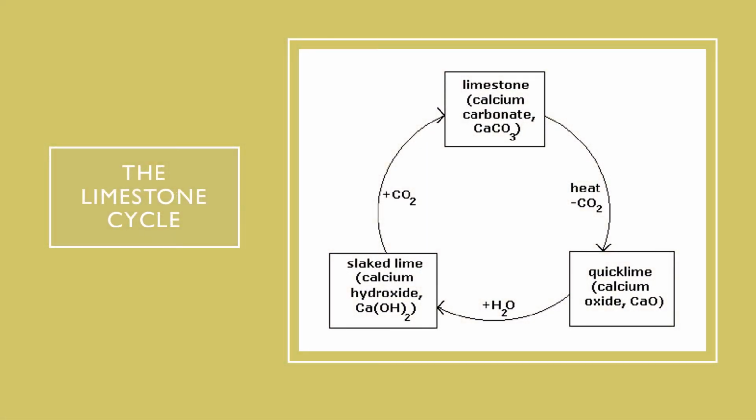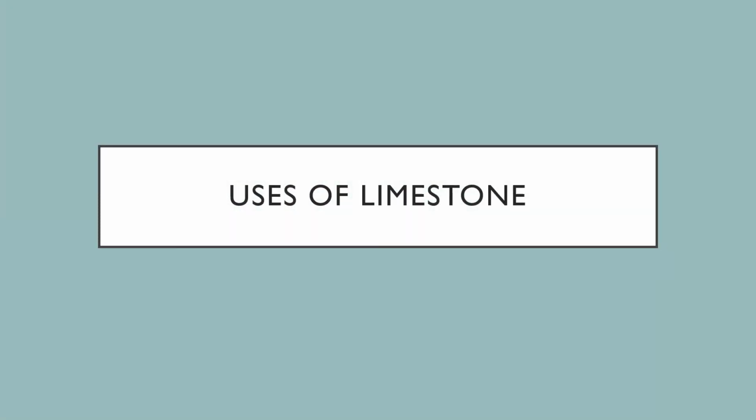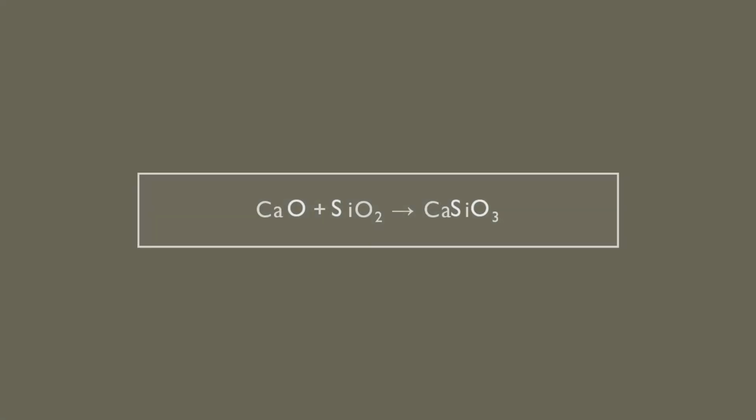The combination of these three reactions constitutes the limestone cycle. Now we move on to the uses of limestone and limestone products. Limestone is used in the manufacturing process of iron. In the production of iron, limestone is added to the blast furnace, where it decomposes to form lime, calcium oxide, and carbon dioxide. The lime reacts with silica impurities as shown in this equation. It forms calcium silicate, which floats to the top of the molten iron and is tapped off.